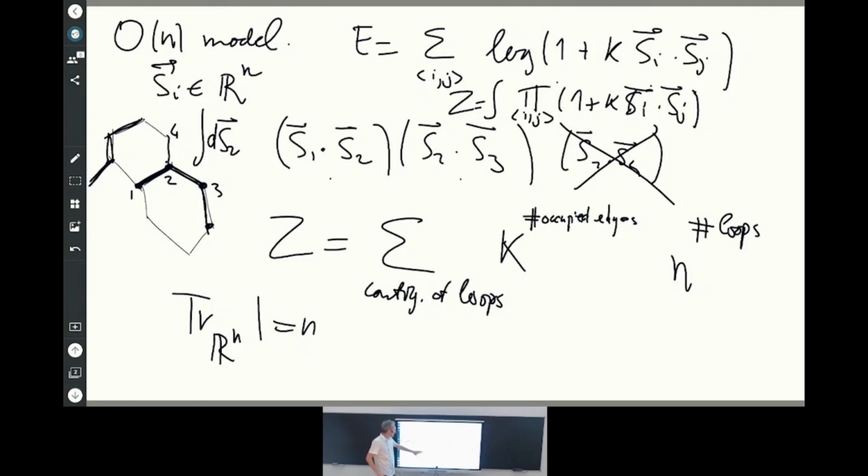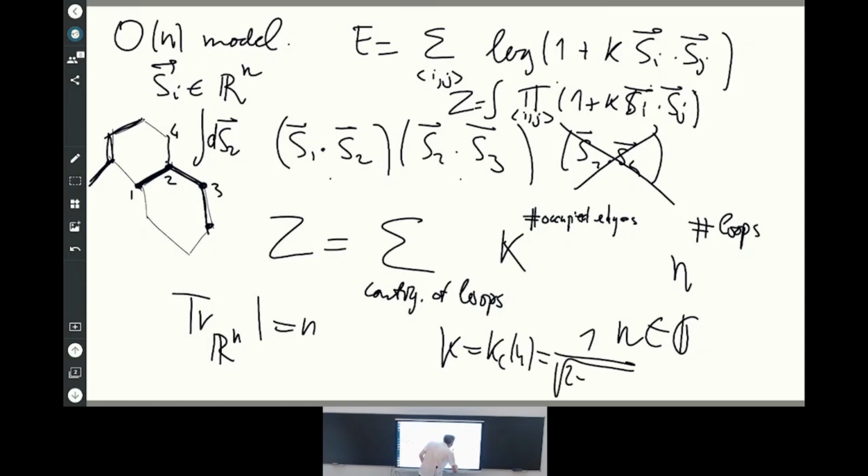Okay, so in this formulation, in terms of loops, n can now be any complex number. So that's the big advantage. And k is not really a parameter of the model, because to go to the critical limit, you have to fix k to the critical value. So you have some critical value, k equals kc of n, which is something like 1 over square root of 2 minus square root 2 minus n. So the only parameter of the model is n.